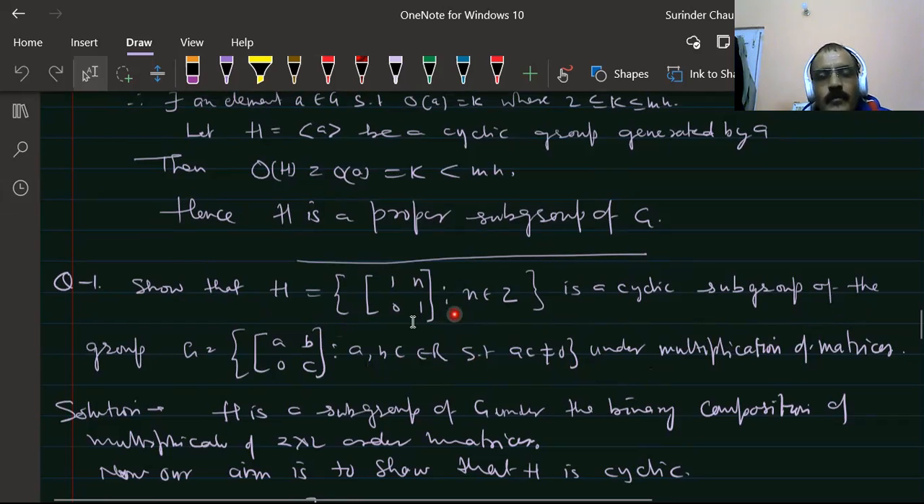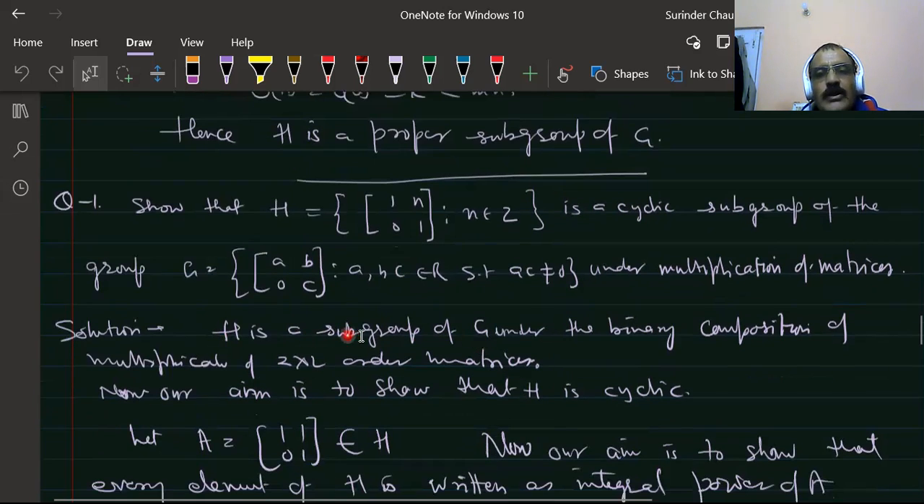What we show is that H is a subgroup of G under matrix multiplication. Now our aim is to show that H is cyclic. If H is cyclic, it must have a generator, that is, a is equal to the matrix 1, 1, 0, 1.